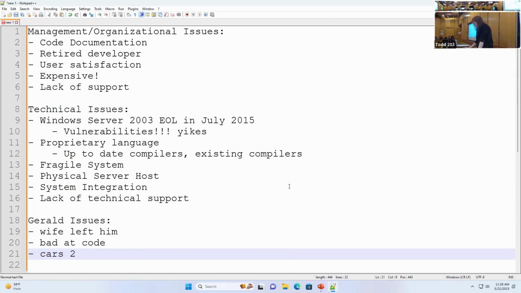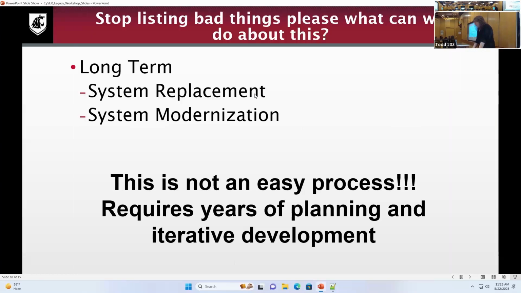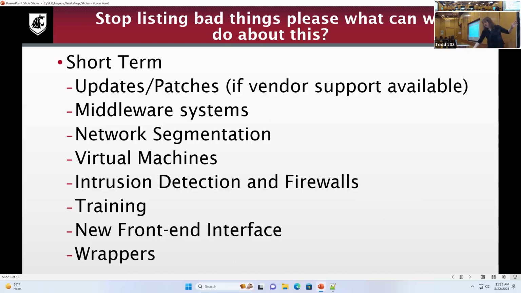Can you see the short term? Yes. So long term, you basically have replacement and modernization, and then short term, yeah, not an exhaustive list, but some. Middleware systems kind of exist between different systems. So you have the legacy system, and then instead of accessing it directly, you have a middleware system that's handling the system. It integrates systems together.